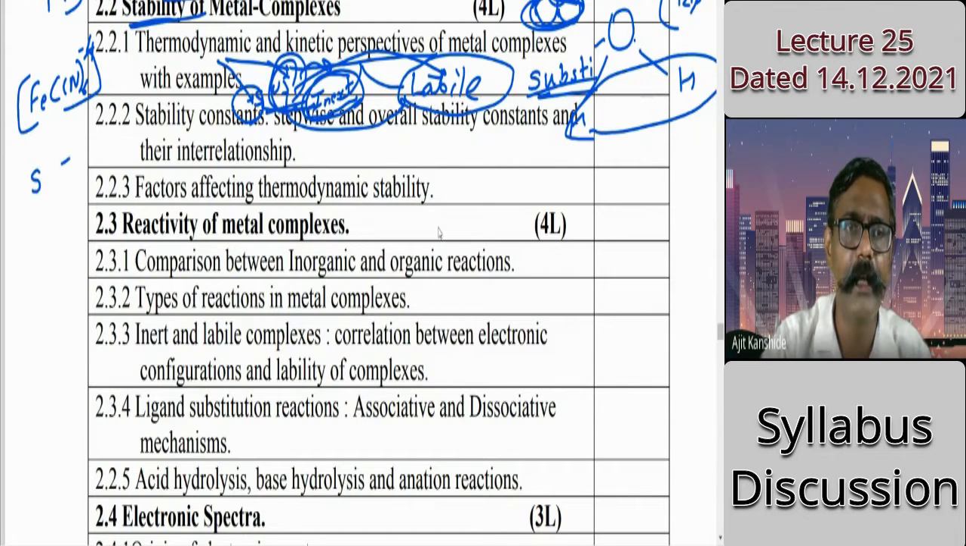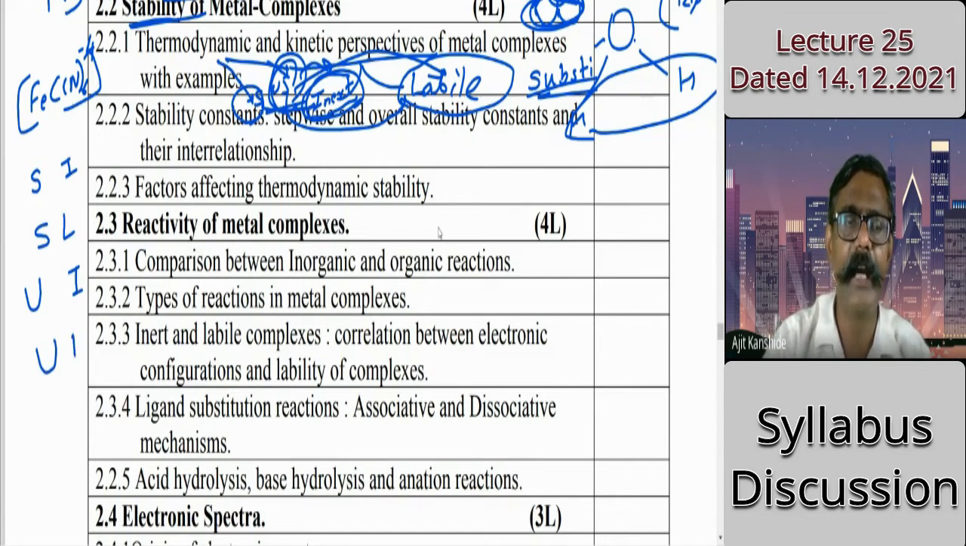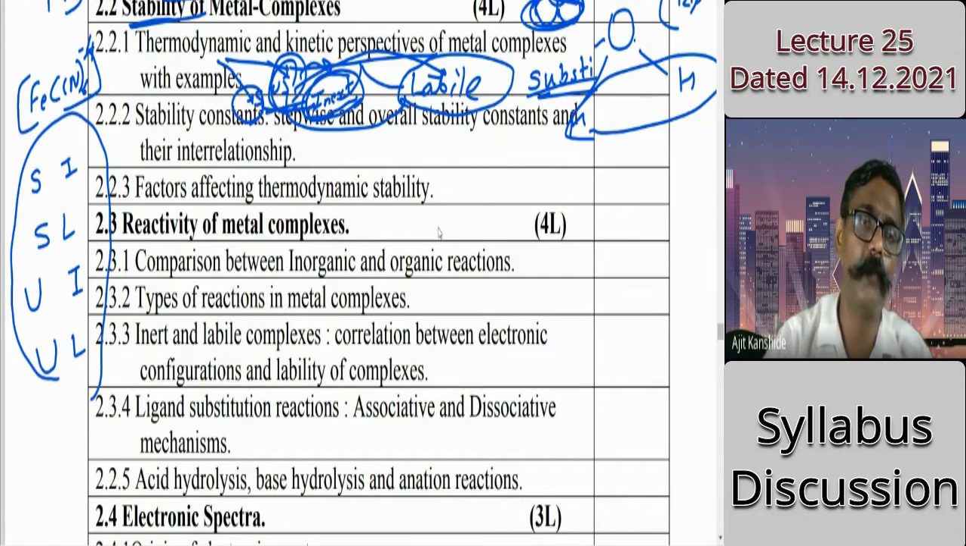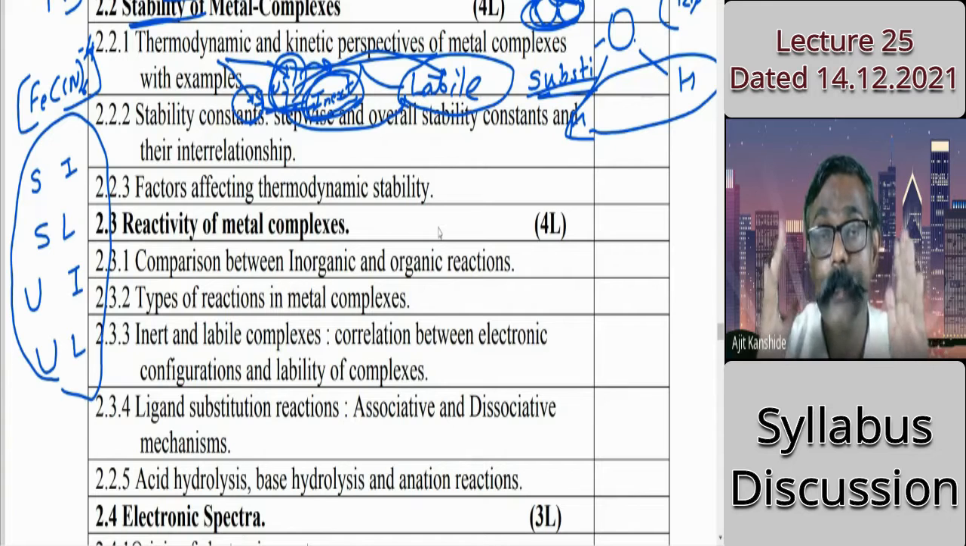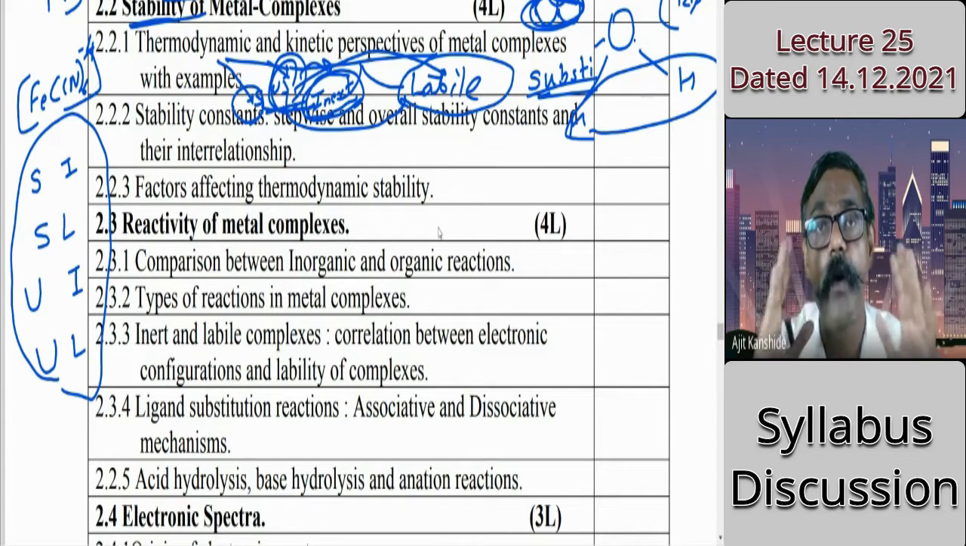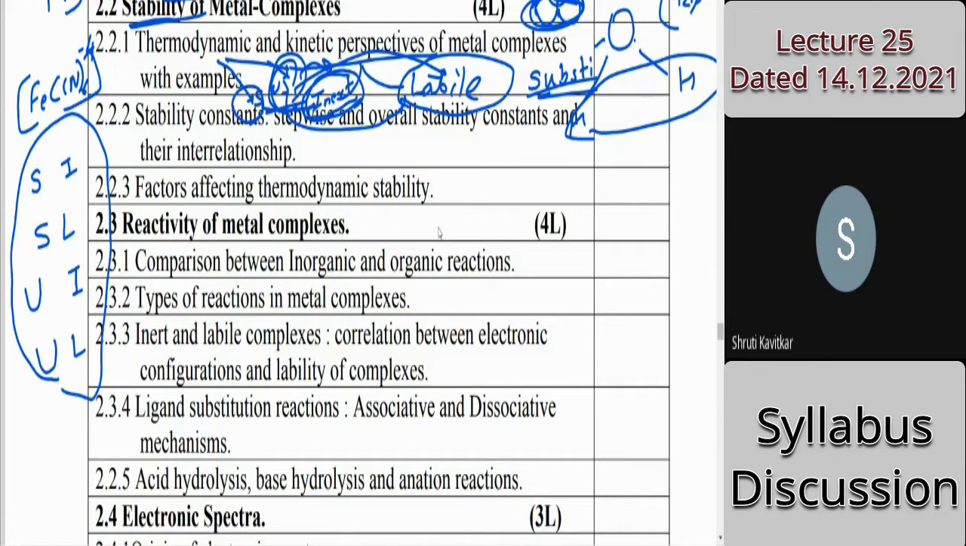So all four possibilities are there. Stability may be there with inertness, stability may be there with lability, instability may be there with inertness, instability with lability. All these four possibilities may be possible in our psychological aspect. Similarly, the four possibilities are there for coordination compounds. Up to here, is your concept clear? Yes, sir. Yes, sir. Yes, sir.